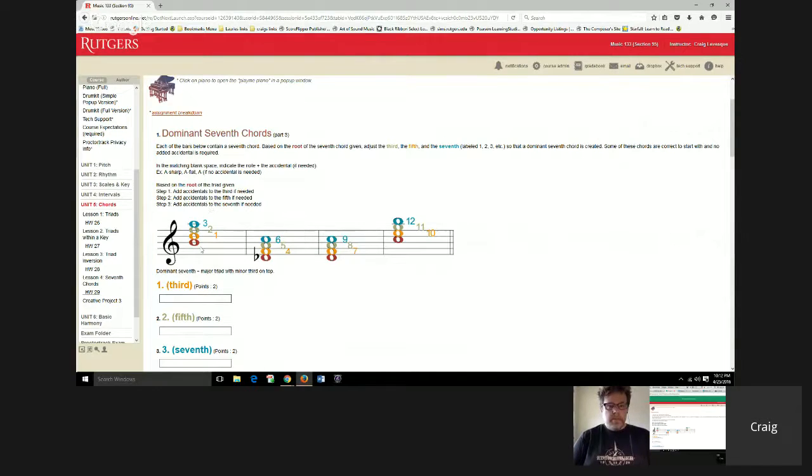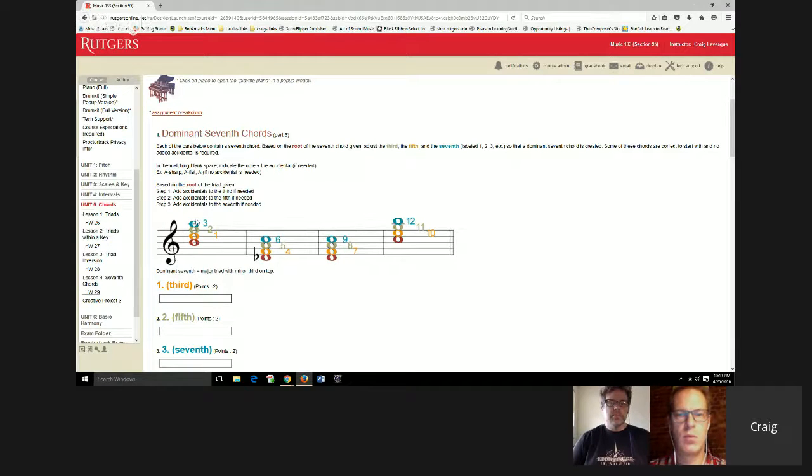So a dominant seventh chord is going to be 4 plus 3 plus 3. That's a major third, a minor third, another minor third, and that's what gives us our major triad with the minor third on top. So this first example, from a B, a major third up would be D sharp. A major third up from D sharp would be F sharp, and a minor third up from F sharp would be A. So the third needs a sharp, and the fifth needs a sharp, but the seventh does not.